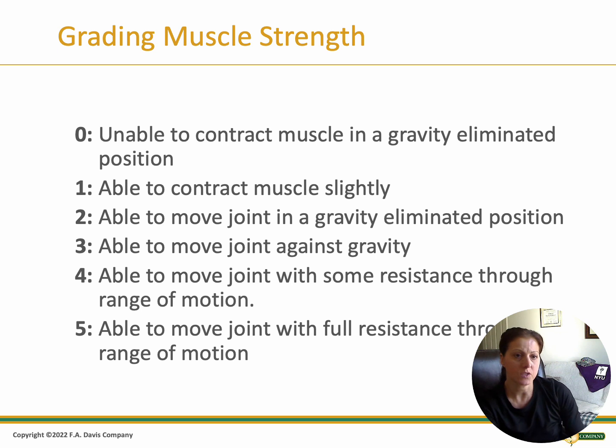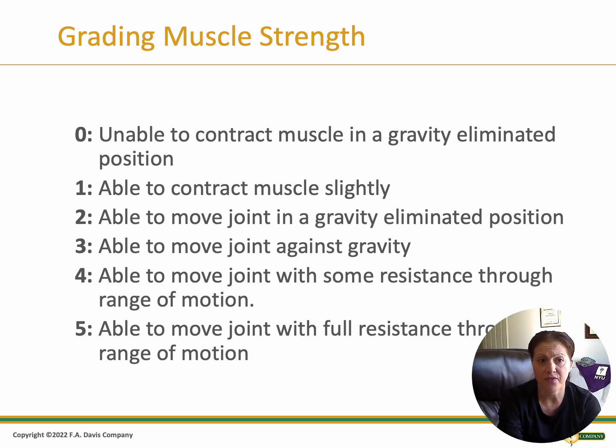Grading muscle strength is also important. Normal muscle strength is a 5, where 4 is they're able to move the joint with some resistance. 3 is they're able to move the joint on their own, but they can't move it with resistance. 2 is they're able to move the joint in a gravity eliminated position where there's no resistance, but they need a little bit of help moving it. 1 is they're able to contract the muscle slightly, but they're not really able to move the joint. And then 0 is pretty much paralysis. They're not able to move the joint at all.